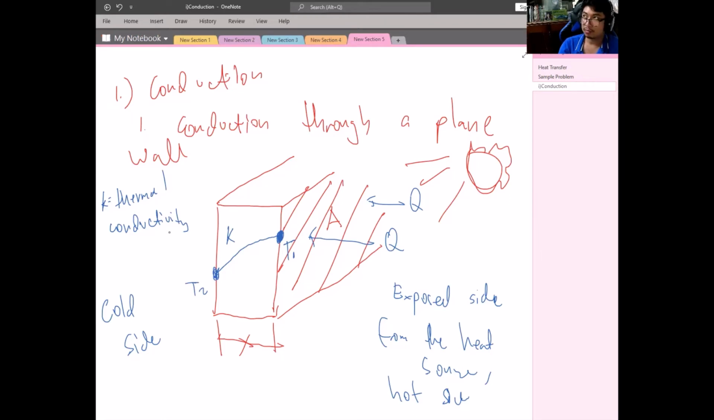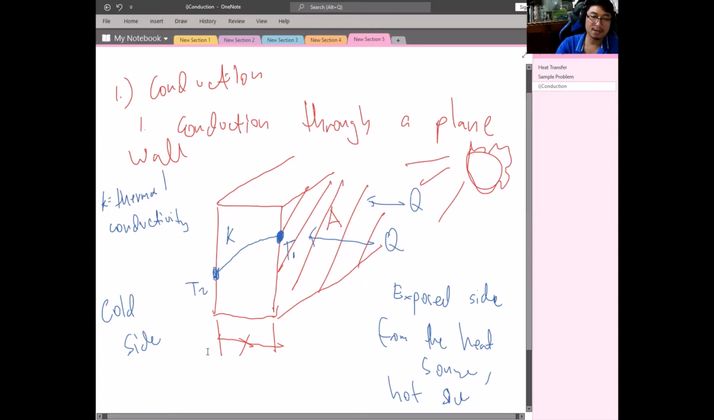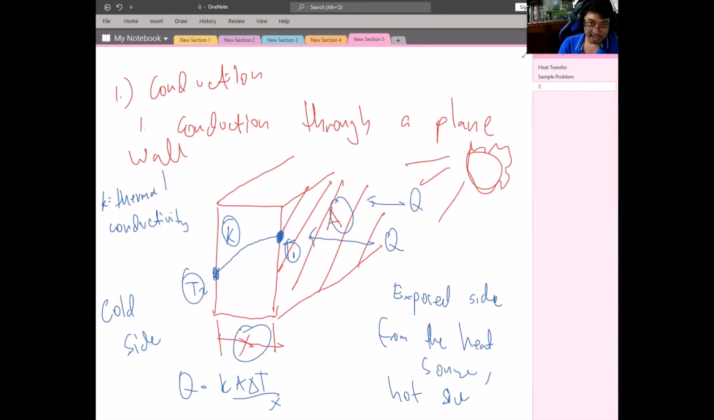But those with lower thermal conductivity like concrete and bricks have a low heat transfer rate. So ito po yung nilalaman ng ating formula, yung Q = kAΔT/x. So this is the k, the area, the temperature difference, and the thickness of the wall. Ganun lang po kasimple itong conduction through a plain wall.